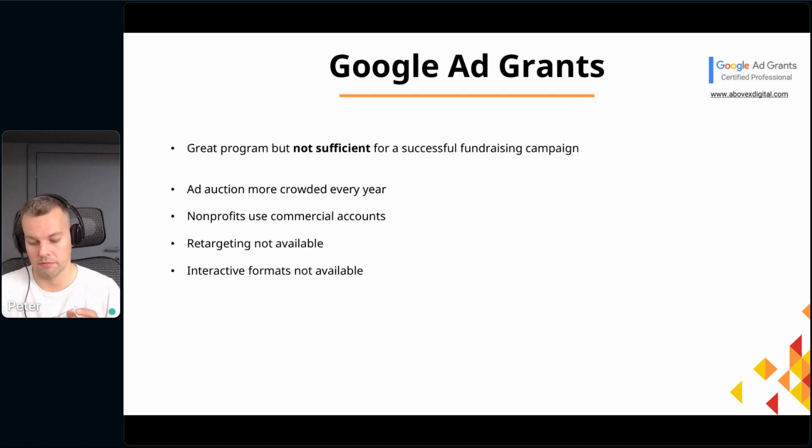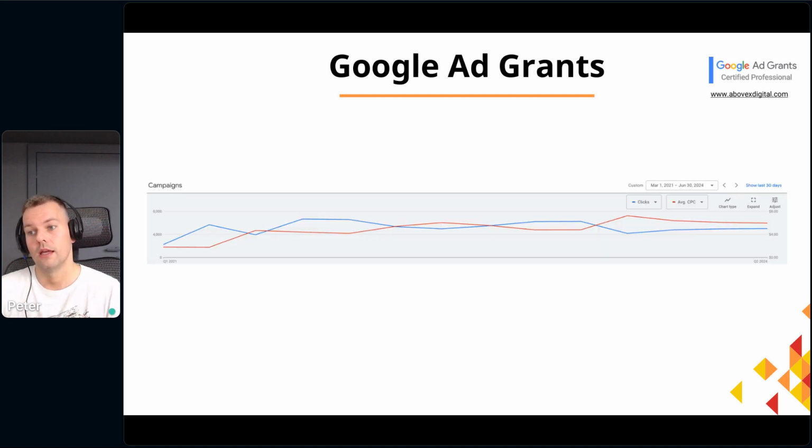All right, and we'll now move into, or actually, I have one more slide that I want to show you, but after this one, we'll move into the fundraising strategy, and then I'll show you which other channels should be used in conjunction with Google Ad Grants. Before I do that, I just wanted to show you this chart here, which demonstrates a historical performance of one of our Ad Grants accounts.